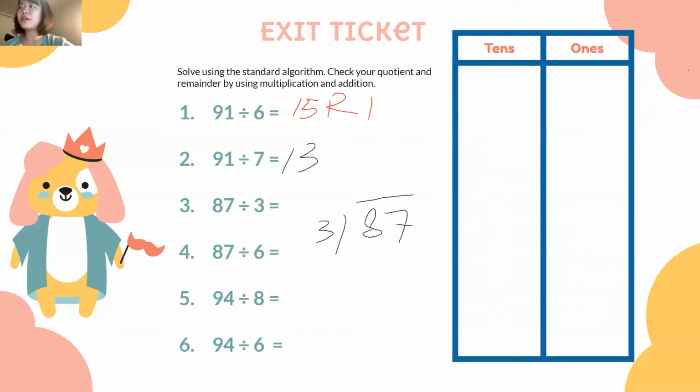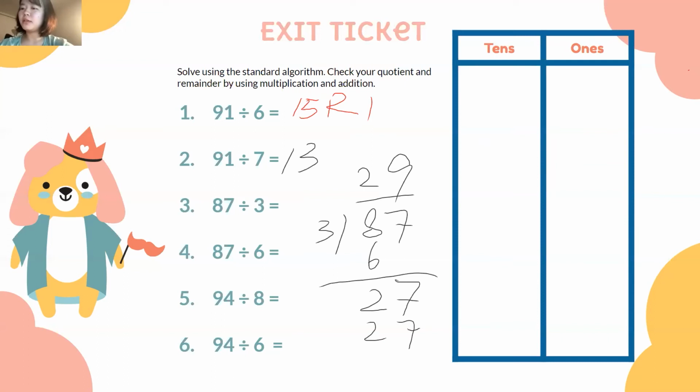Let's try 2, because 3 times 3, that is 9, and 9 is bigger than 8. Then let's try 2. 2 times 3, that is 6. And 8 tenths minus 6 tenths, that gives us 2 tenths. And 2 tenths plus 7, that is 27. And what is 27 divided by 3? 3 times 9 is 27.